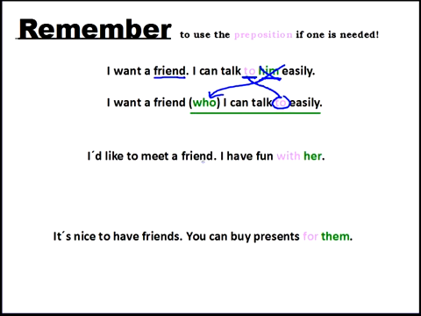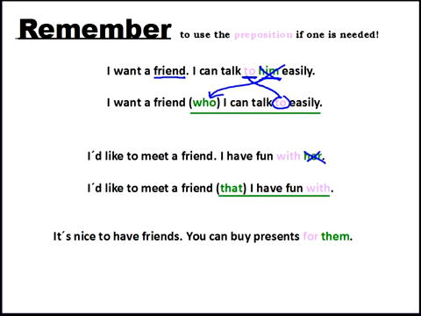Here's another example. I'd like to meet a friend. I have fun with her. So we're going to combine this, right? We're going to take away her, and we're going to read it like this. I'd like to meet a friend that I can have fun with. Again, I need to use that preposition still. Okay?